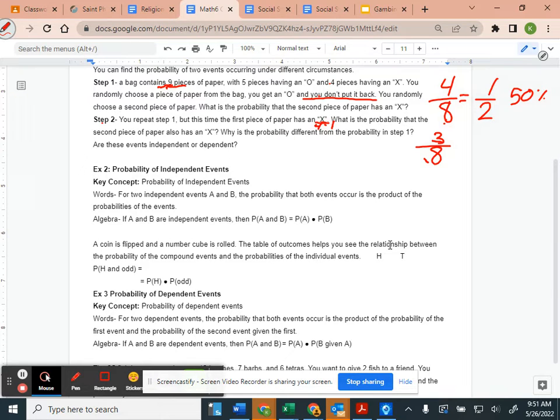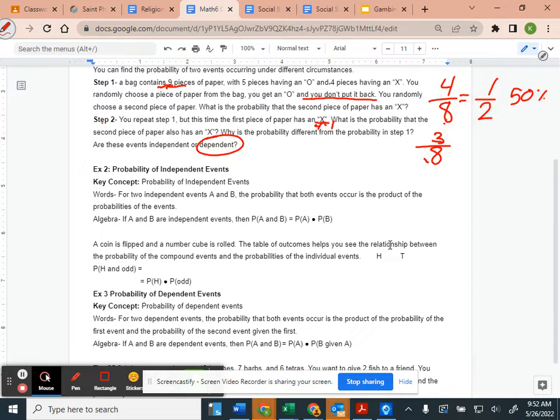So are these events independent or dependent? Dependent. Why are they dependent, Landon? Because... Nick, what do you think? I think they're dependent because it says in the dependent events part, the two events such that the occurrence of one affects the likelihood that the other one will occur. You took out one X.